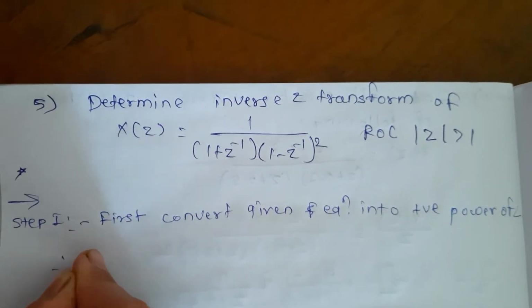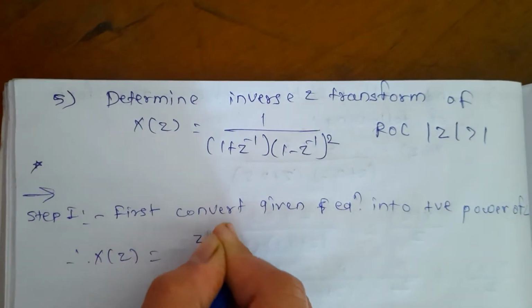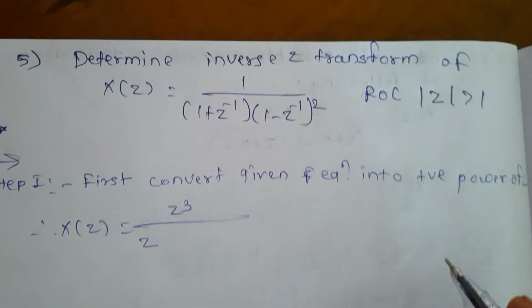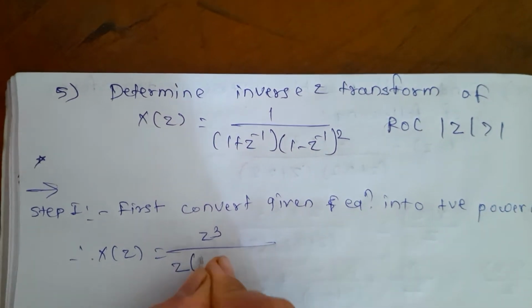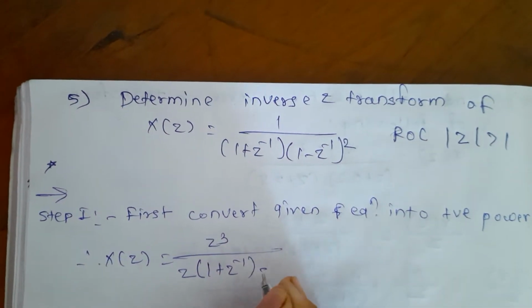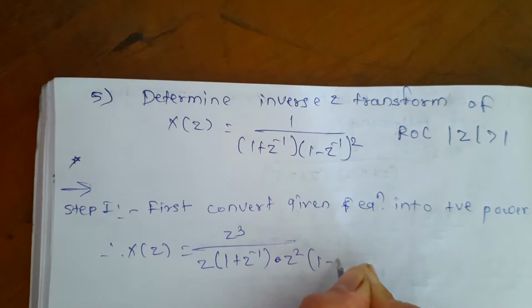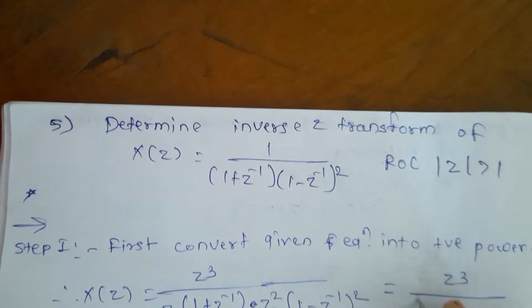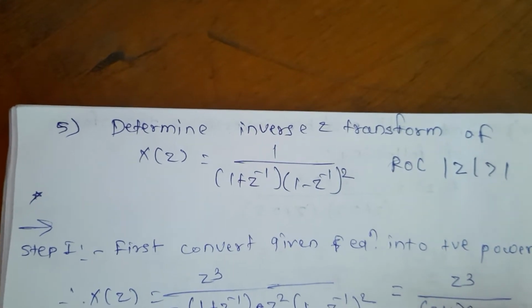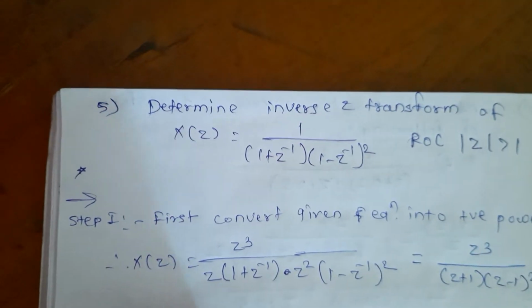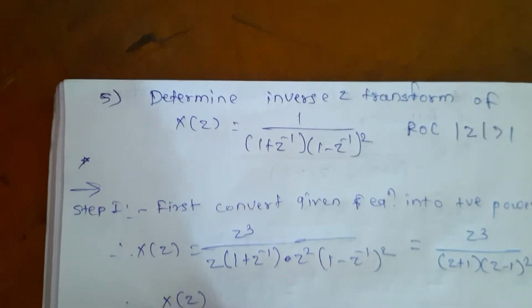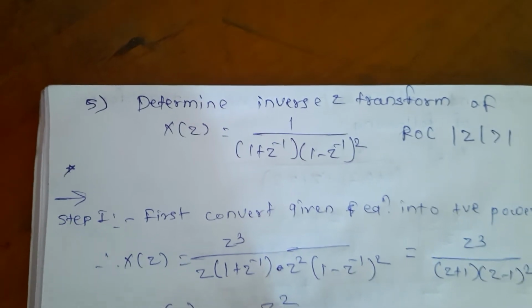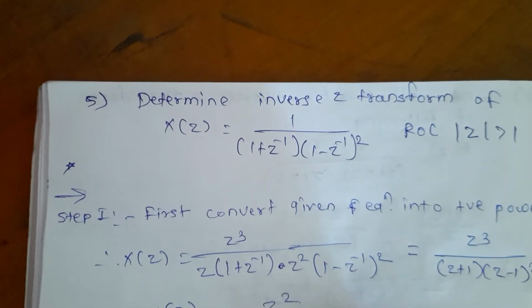So the equation is X(z) equal to z cubed by, how to convert it into positive powers: multiply and divide by z raised to 3. So this equation is z cubed divided by (z + 1)(z - 1) squared. So X(z)/z is z squared divided by (z + 1)(z - 1) squared.